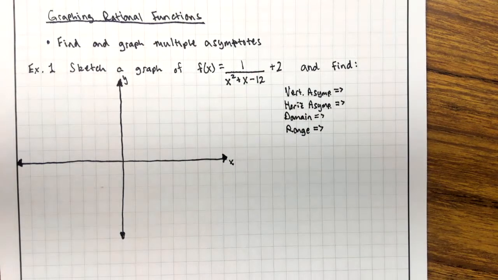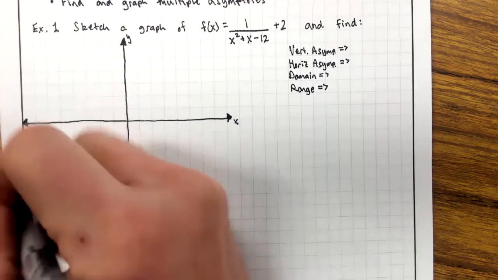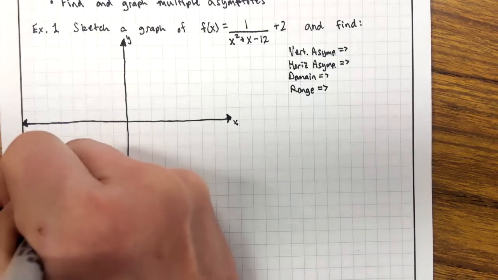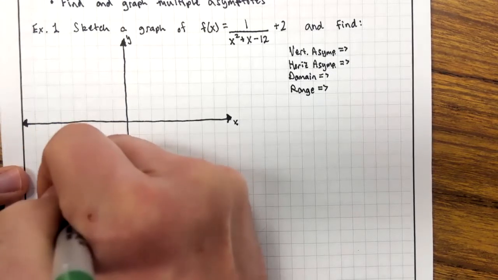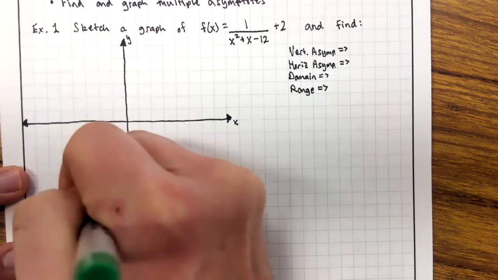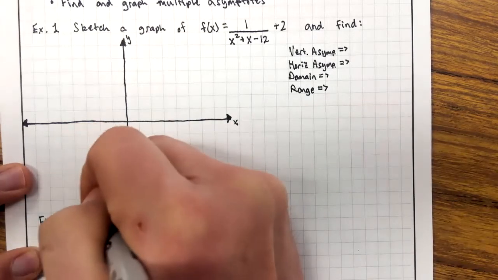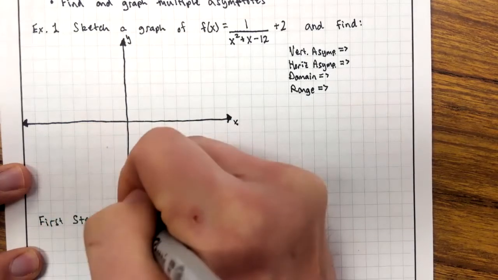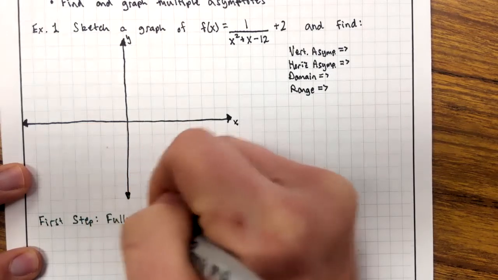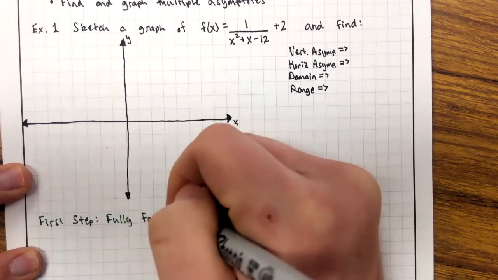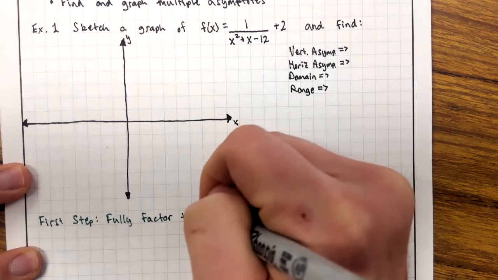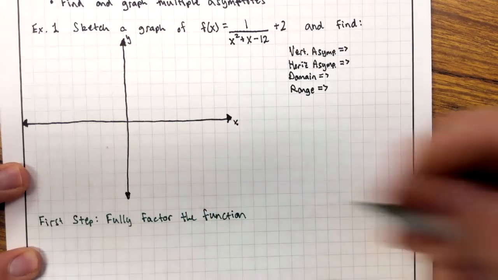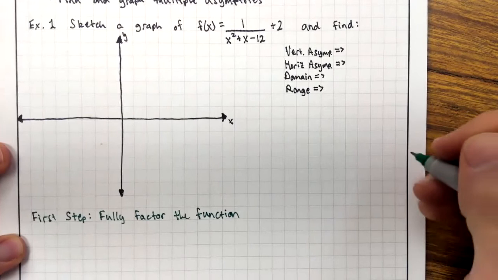So anytime you're working with rational functions, I think a good first step, I'll just write it down here. Maybe a good first step to always approach these problems is to factor the function. That's the best first step that you can do.